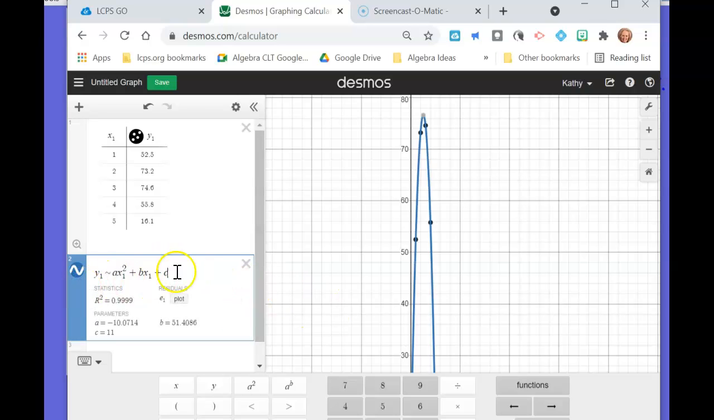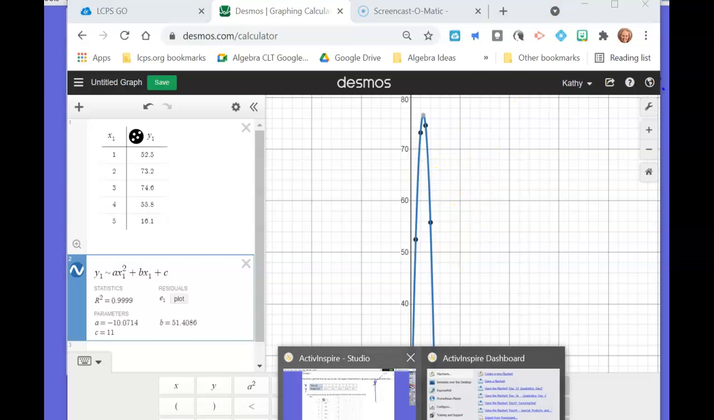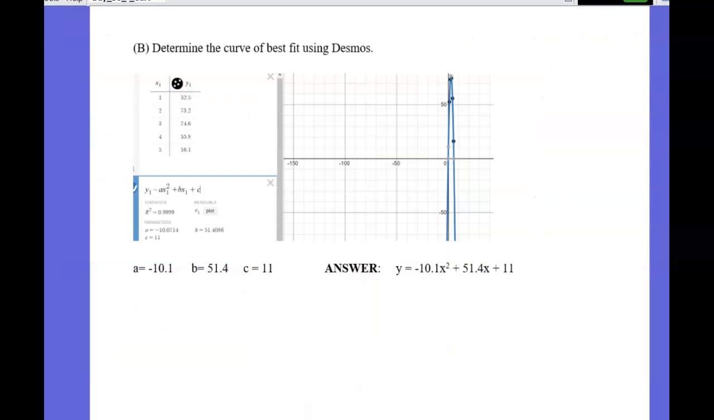When we type that in, notice it draws the curve of best fit and it gives you your parameters, your A value, your B, and your C. All 3 values, you're going to note those and round them to the nearest tenth. When we get those, we have our A is negative 10.1, our B is 51.4, and our C is 11.